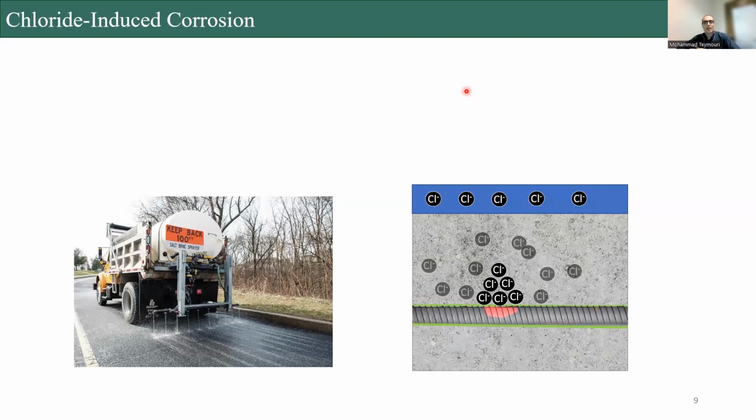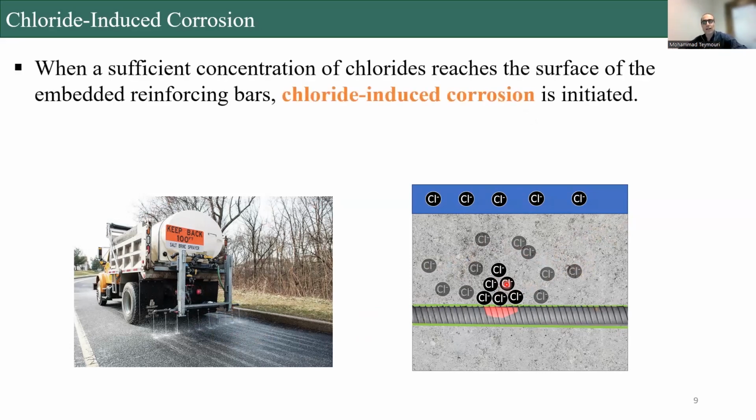My research focused on chloride-induced corrosion initiated by the de-icers. When we send the trucks to the field and they apply de-icers on the concrete, some of these chloride ions will physically or chemically bind with the concrete mixtures, the cement hydration products, and some of them, which are the free chloride, will reach the surface of the rebar and initiate the corrosion. So I need to talk about something called the chloride threshold. How much of this chloride will initiate the corrosion?